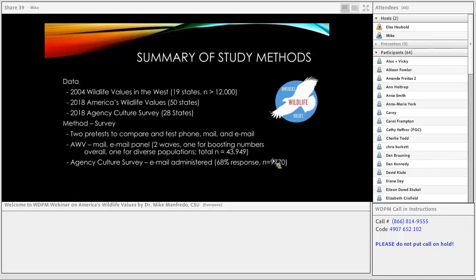I don't want to talk a great deal about methods. If we get into that, that's fine afterwards. We did a lot of pretesting to determine how we should approach the American Wildlife Values study. We compared, for example, mail, email, and phone. We ended up using a mail survey, and then the response rate wasn't what we wanted it to be, so we supplemented with email panels, based on the pretest that showed very similar results between mail and email. We ended up with a sample size of 43,949 people. For the agency culture survey, we used an email administration and got a great response rate of 68% and almost 10,000 subjects. In all these cases, we're using a self-report survey where we ask people questions and then analyze responses.